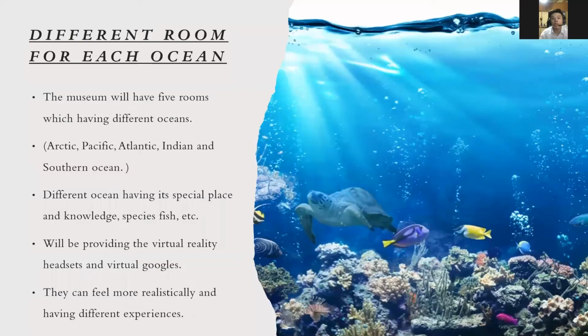Yep. So coming next, there will be a different room for each ocean, of which we have 5 oceans. So there will be the Arctic Ocean, Pacific Ocean, Atlantic Ocean, Indian Ocean, and Southern Ocean. So these different oceans will each have their own special features.